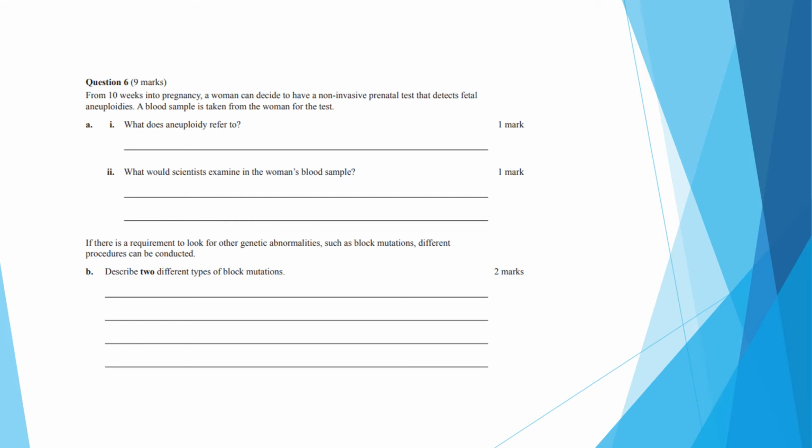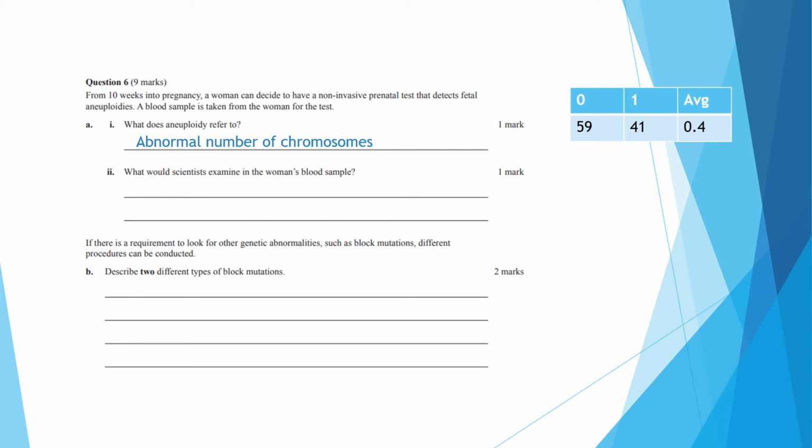Question 6, part A1 asks, what does aneuploidy refer to? This is a knowledge recall question, and the answer is an abnormal number of chromosomes. The fetus may either have more or fewer chromosomes than normal.